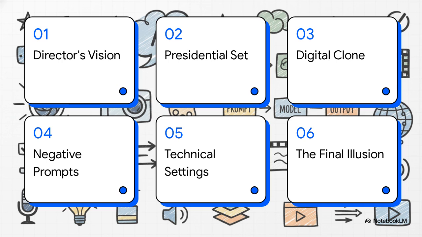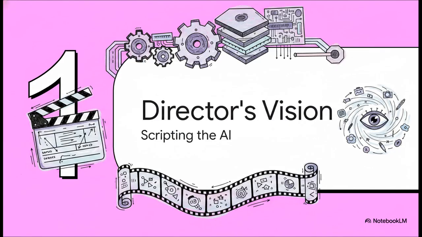Here's our game plan for today. We're going to look at the AI director's vision, crafting the presidential set, directing the digital clone, the safety net of negative prompts, technical generation settings, and finally, the final illusion. Let's get right into it. Part 1. The AI director's vision. Basically, how we script the AI.